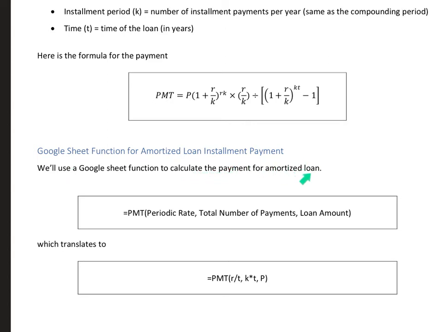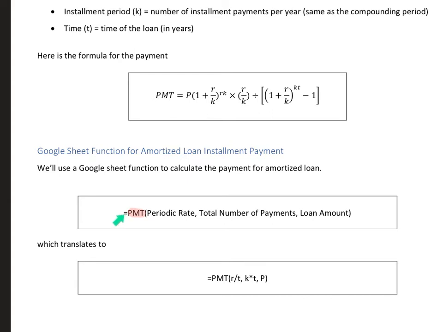Basically, we'll use a Google Sheet function to calculate the payment for an amortized loan. For a simple loan, there wasn't a function per se. We just calculated it ourselves. It wasn't too bad. For an amortized loan, it's a little too crazy. So we'll use the PMT. It's the payment function. So I'll highlight that. PMT, payment function, right? So it makes sense because you're trying to find the payment.